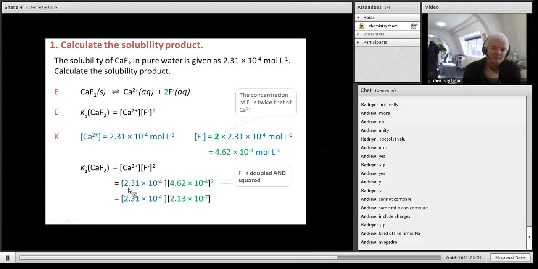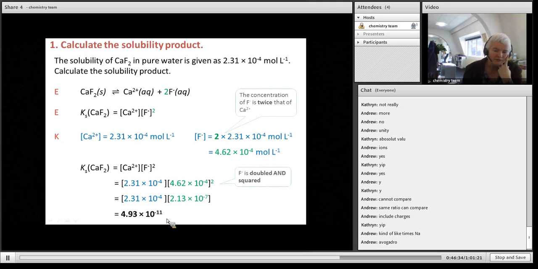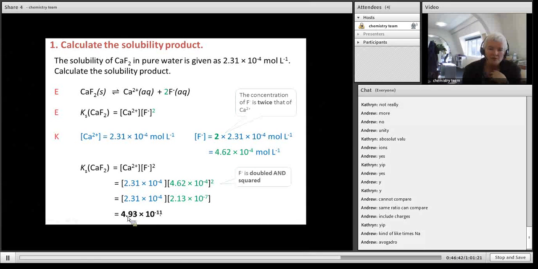Now just multiply those two together, and I get that. Now make sure you use your sense to see if it's a sensible answer. If I've got exponentials of minus 4 times minus 7, remember they're additive. So negative 4 plus negative 7 is negative 11. So I must get an answer of round about negative 11. If I got an answer of negative 21 or positive 11 or something like that, you know you've made a mistake.